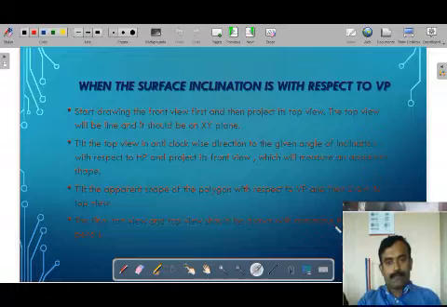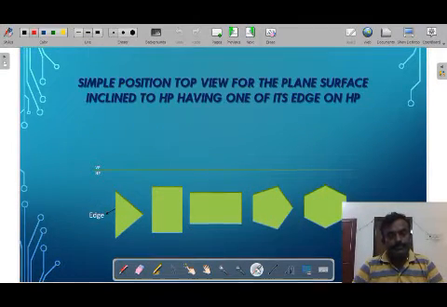The remaining first stage front view and top view, and the second stage front view and top view, should be drawn with the help of a thin continuous line. When the plane is inclined to HP as well as VP, you have to complete the problem in three stages. There are three things you have to look for. First is surface inclination, second is resting condition, third is edge inclination. The first main thing is surface inclination.